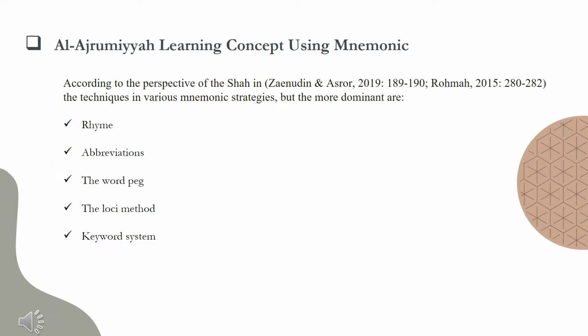And secondly, the Al-Ajrumiyah learning concept using mnemonics. According to the perspective of Shah, there are various techniques in mnemonic strategies, but the more dominant are rhyme, abbreviation, the word pack, the loci method, and keyword system.